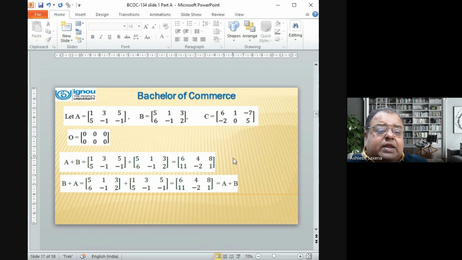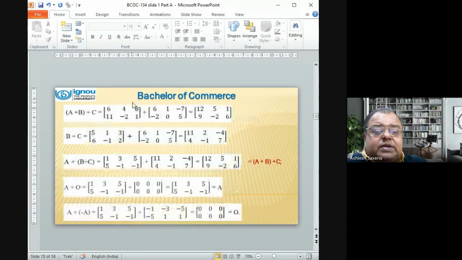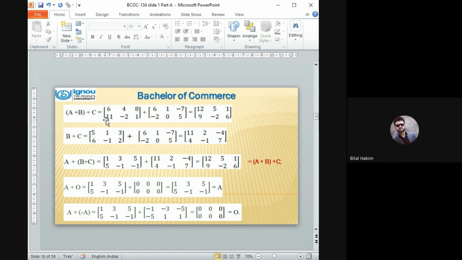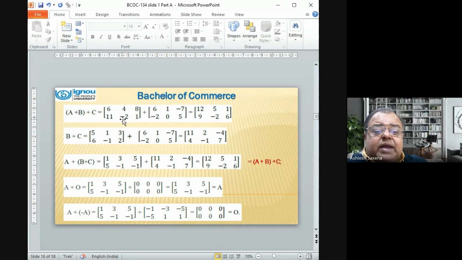Initially, I will be doing A plus B. I've done it over here, A plus B. To this matrix, I will be adding this one. This is A plus B and this is C. I will be adding. When I add, what will I get? 6 plus 6, 12. 4 plus 1, 5. 8 minus 7, 1. 11 minus 2, 9. Minus 2, 0. Plus 0, minus 2. And 1 plus 5, 6. This is A plus B plus C.